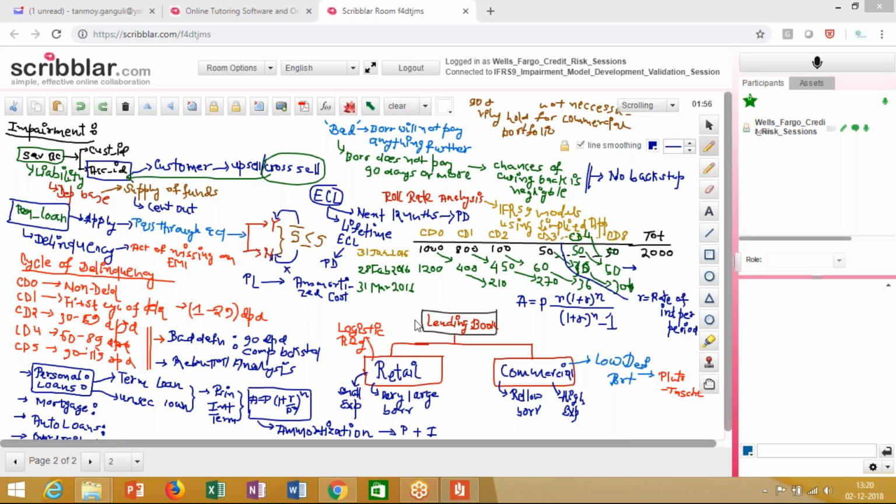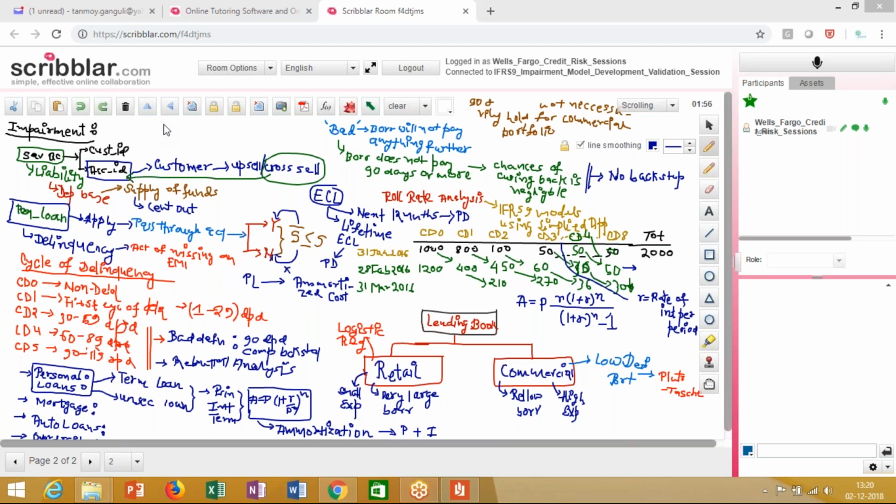Talking about the next lifetime, we'll talk about the next 12 months PD and lifetime PD, the next 12 months ECL and lifetime ECL, and we'll start with the next 12 months PD and the lifetime PD. To distinguish, we do understand what these two PDs mean, and the overall understanding is clear from the description. The next question is: when do I compute a next 12 months PD and when do I compute a lifetime PD?